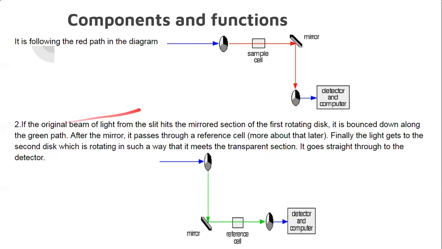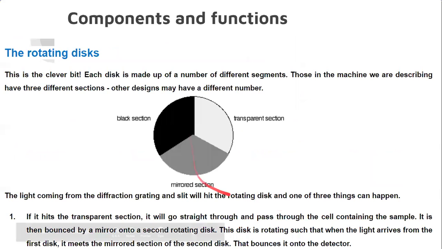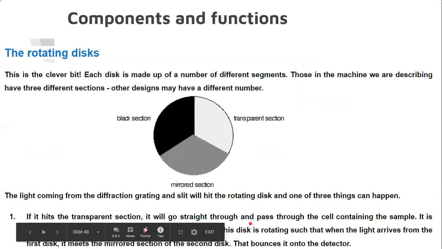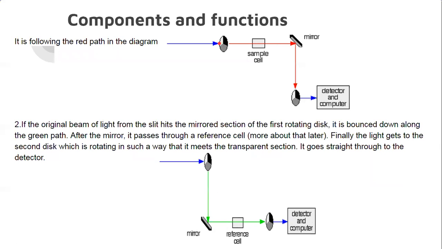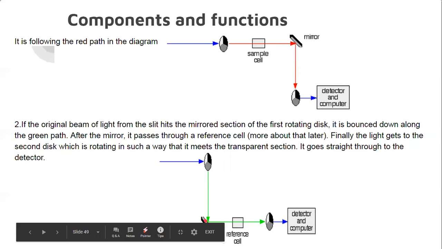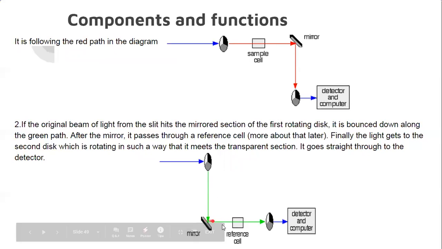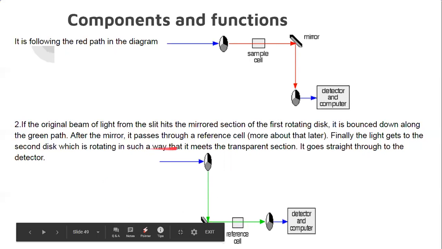Next, the second duty. Here we said three things may happen. The first is that the light falls on the transparent section. Next, if the light coming from the slit hits the mirror section of the first rotating disc, it bounces down along the green path, strikes the mirror again, and is sent to the reference cell. It passes through the reference cell.